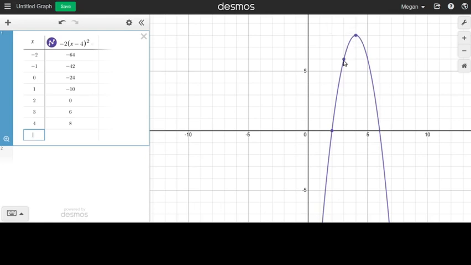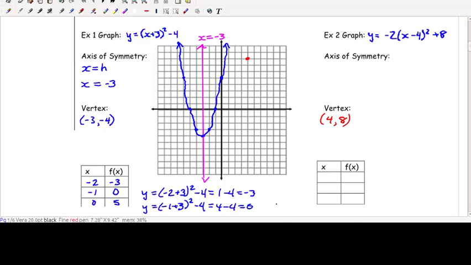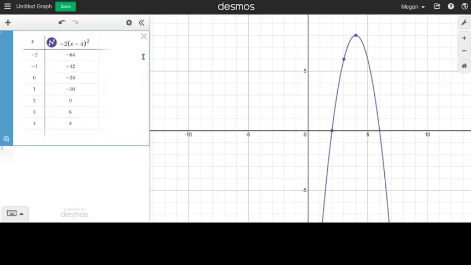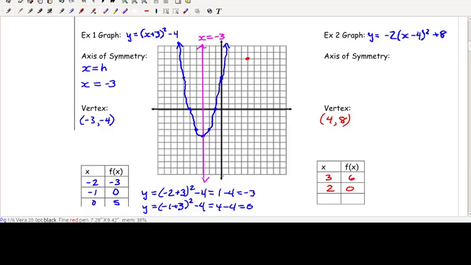Let's try it. So I got 4, 8. This is, again, 3, 6. So let's go put that in my table. 3, 6, 2, 0. Oh, looks like I need more. One more. Let's try 1, -10. Will that fit on my graph? Yeah, I think it will. So I'll go with that. And that lets me plot. So this is the point 2, 0, and 1, -10.